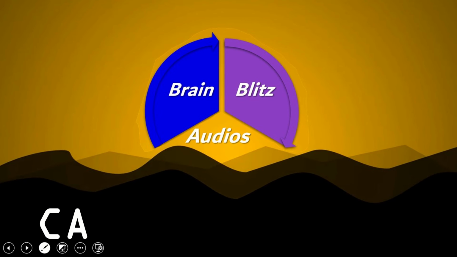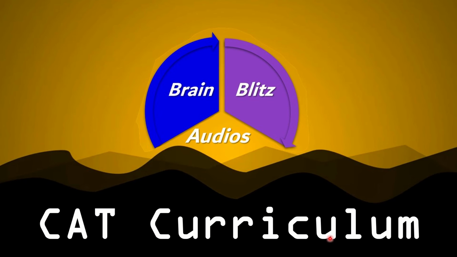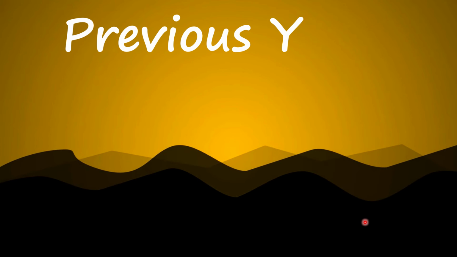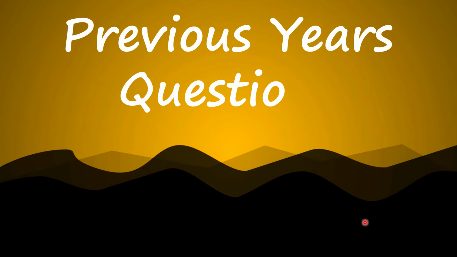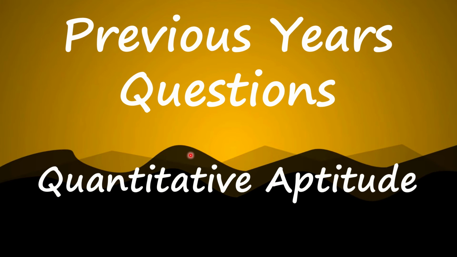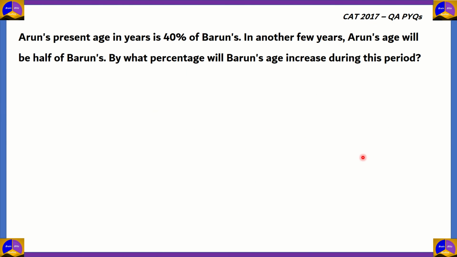Today, in this particular episode of CAT Curriculum, we'll be looking at some previous year questions of the Common Admissions Test. Now, this is an important test for students who want to pursue a degree in management in India. The Common Admissions Test has various sections to it. Today, we'll be looking at some questions from the section of Quantitative Aptitude, or QA. Now let's start off with our first question.